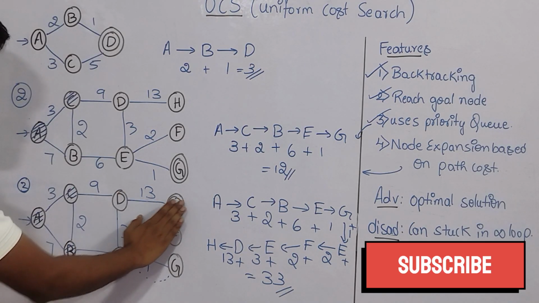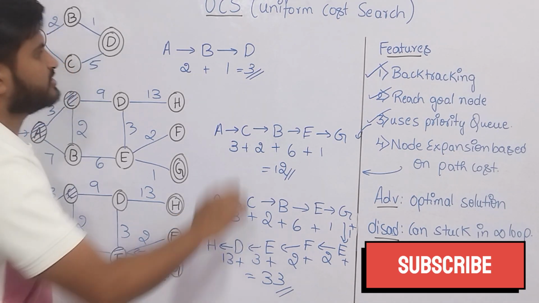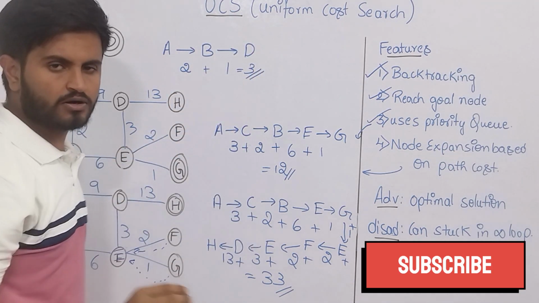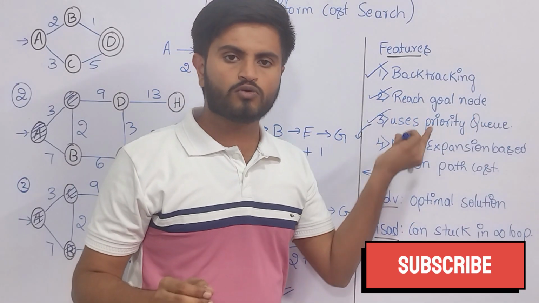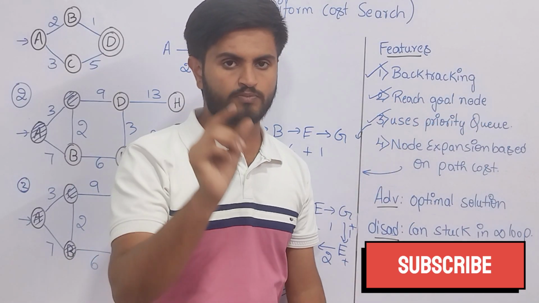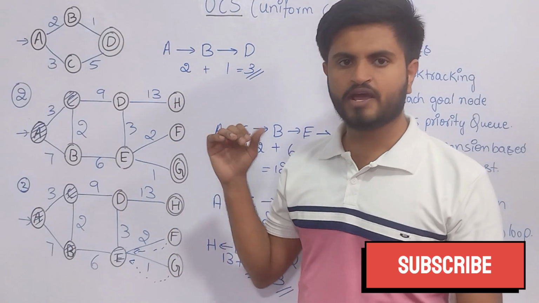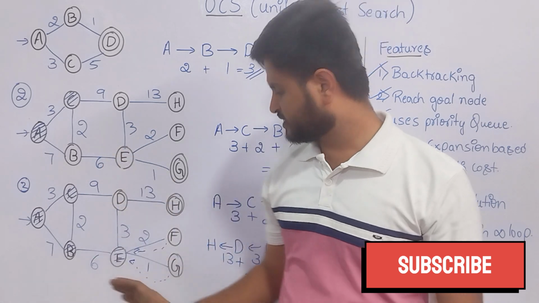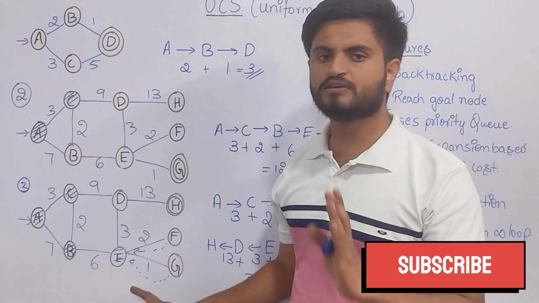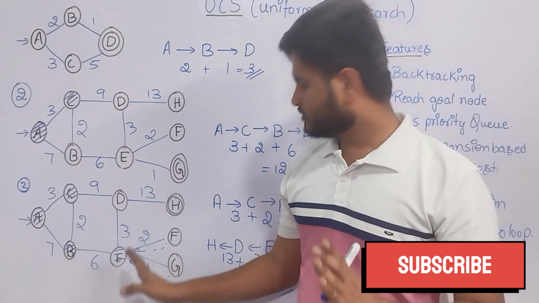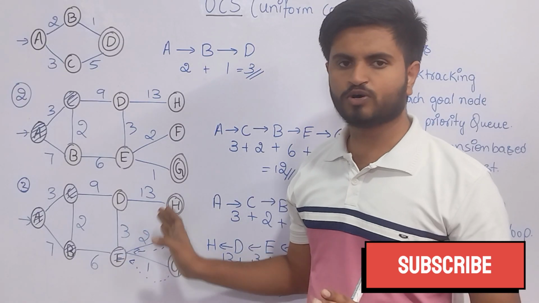So you can't directly go from E to D and D to H. You must use backtracking in the uniform cost search because you will be moving with priority. See here, priority queue. So who will be having the priority? Who will be having the lower path cost? Since there is a priority queue and priority is higher for the shortest path, first you must move along the shortest path. If you don't get the favorable answer, then you will backtrack to the previous node and then go to the other possible paths.